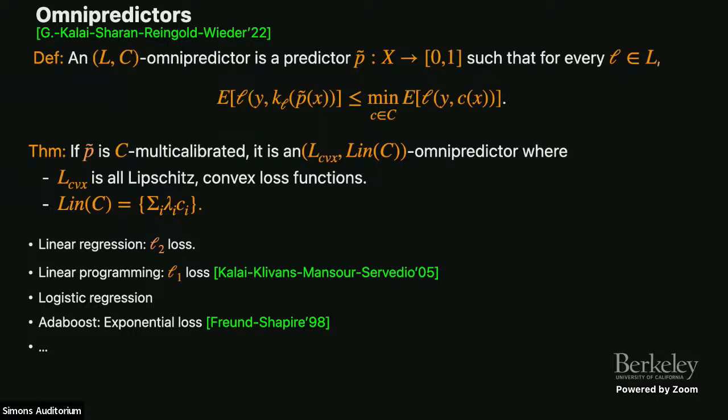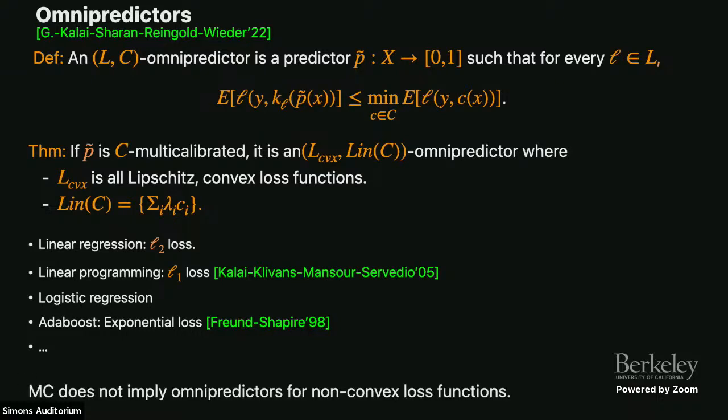And also, the statement is fairly tight in the sense that convexity is important here. Multi-calibration by itself does not imply omnipredictors for arbitrary non-convex loss functions, even if they are Lipschitz. What I mean is that we have examples of non-convex loss functions, which are nicely Lipschitz and so on, for which you wouldn't get an omnipredictor from multi-calibration. So this connection is pretty tight.